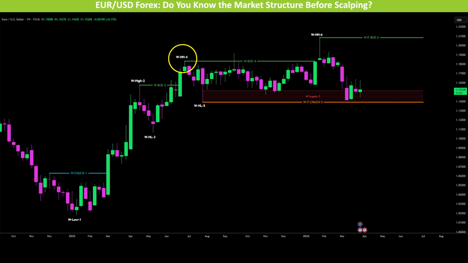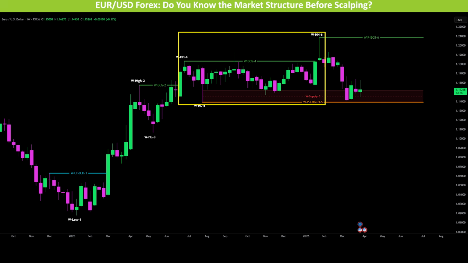Then price pulls back from weekly higher high 4 to weekly higher low 5, with a short and quick correction forming approximately 4 candles. From weekly higher low 5, price begins another impulsive movement, breaking weekly higher high 4 as weekly break of structure 4. This movement takes longer to develop, forming approximately 27 candles, which represents about 27 weeks, from July 28, 2025 to January 26, 2026. Now, price begins to retrace from weekly higher high 6 and moves down toward weekly higher low 5.